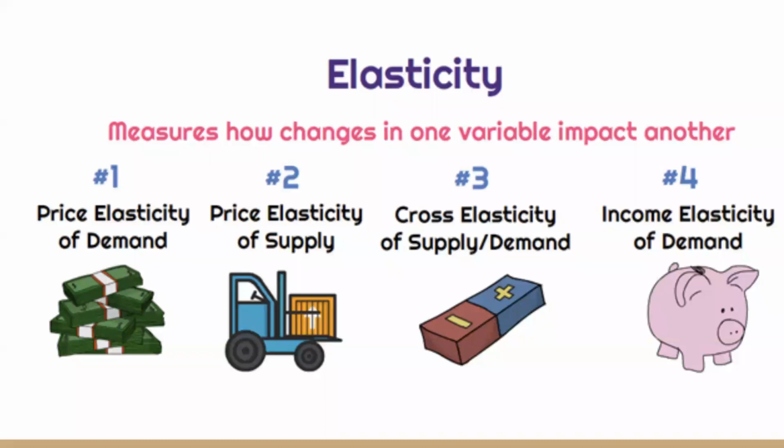And there are actually 4 different types of elasticity. The first kind is price elasticity of demand, the second type is price elasticity of supply, the third type is cross elasticity of supply and demand, and the fourth type is income elasticity of demand. Today, we will focus on price elasticity of demand. However, the things that we're going to discuss today, you can still apply to the other 3 types of elasticities.